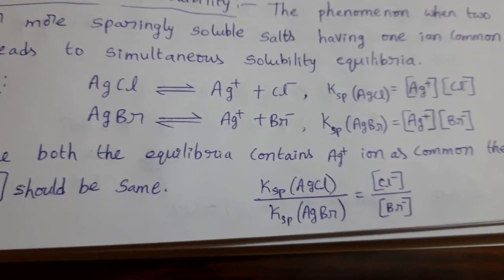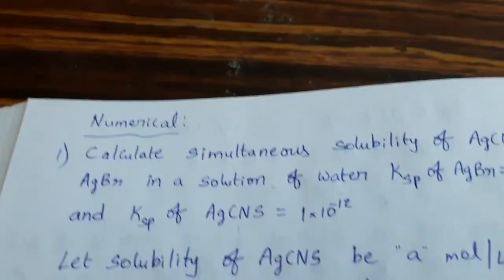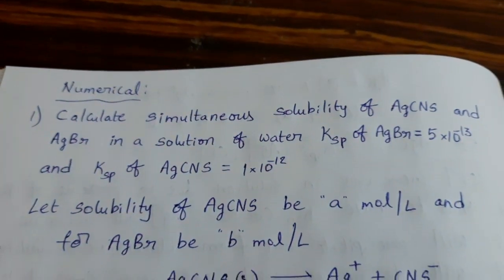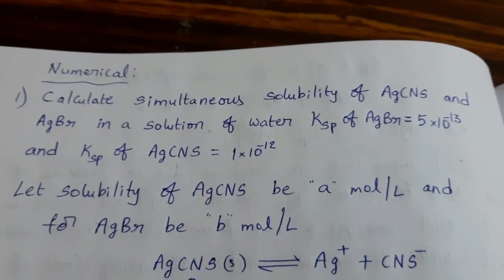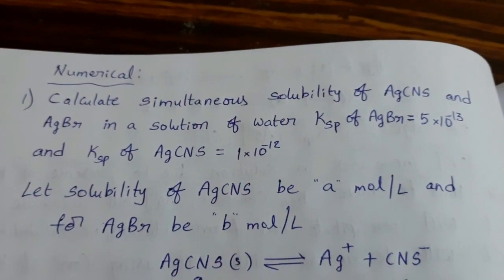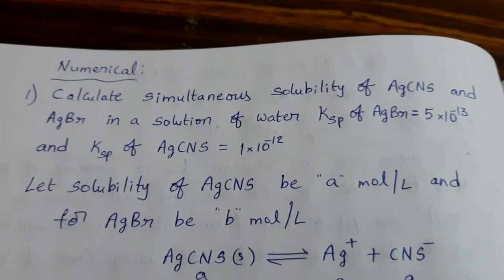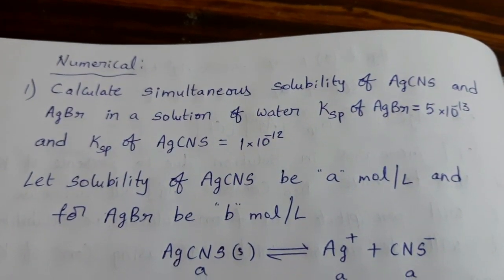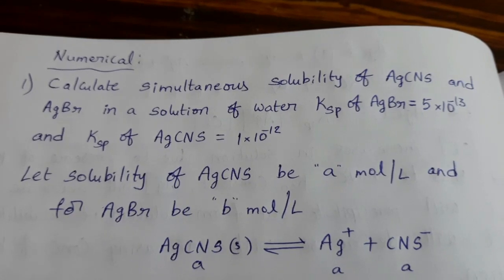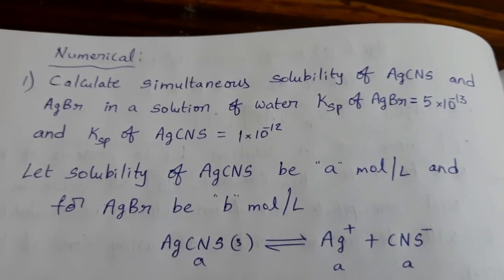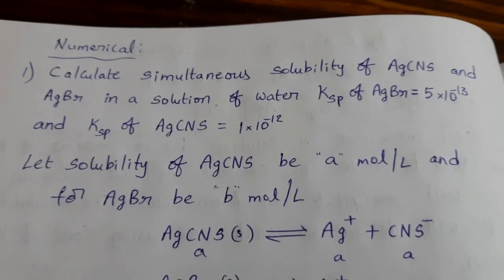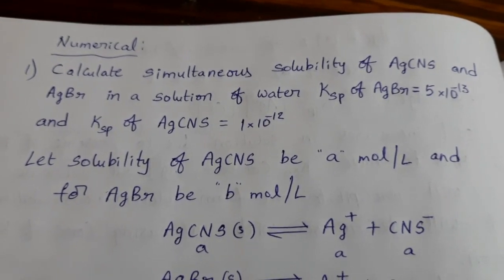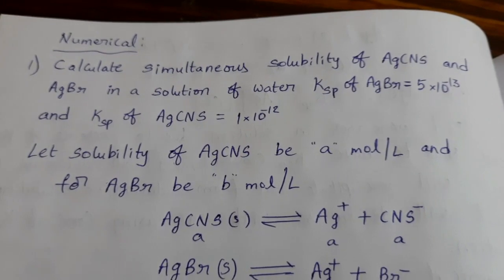Okay, related to this, see the numerical. Calculate the simultaneous solubility of AgCNS, silver thiocyanate, and AgBr in water. Ksp of AgBr equals 5 into 10 power minus 13 and Ksp of AgCNS is 1 into 10 power minus 12. Simultaneous solubility we should calculate.